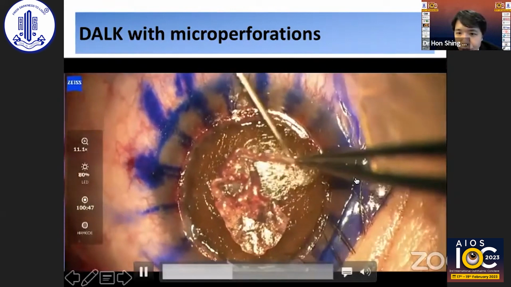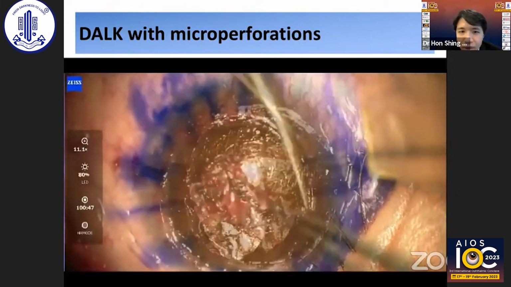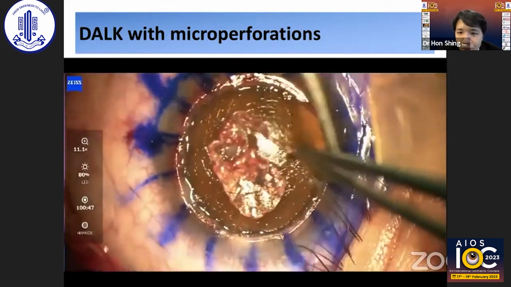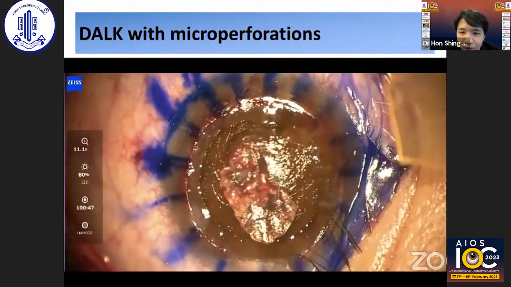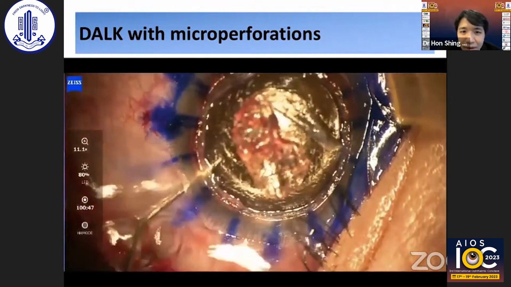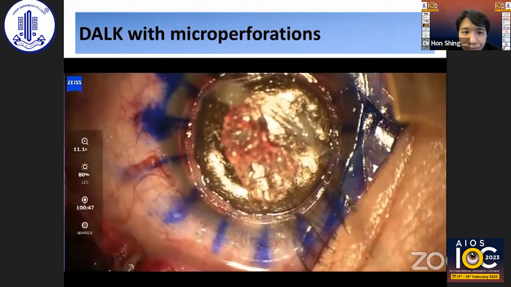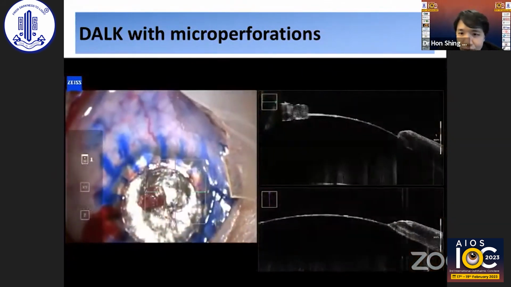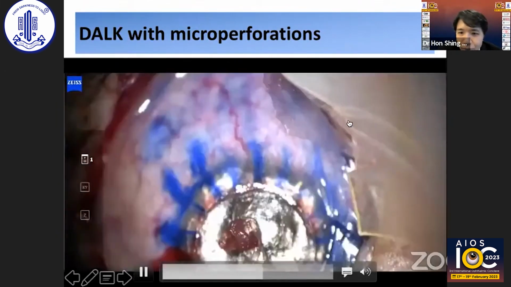So there's a marginal dissector which allows blunt dissection of the deep corneal stroma. But unfortunately, at one point, I went slightly too deep, resulting in a micro perforation, as you can see, with a leak of aqueous with the corneal scissors. And I immediately injected air in the AC and continued the dissection. So this shows that I've reached the desired depth of 60 microns and ready to place my graft on.